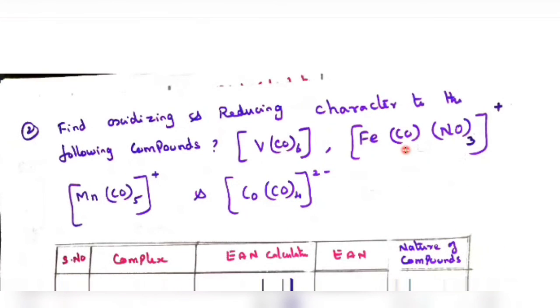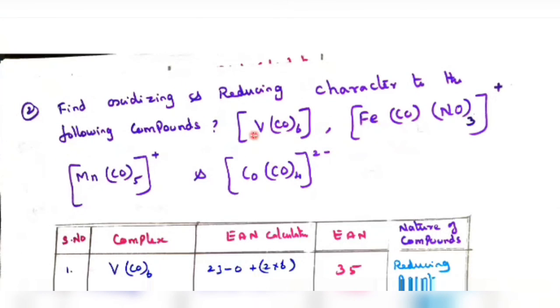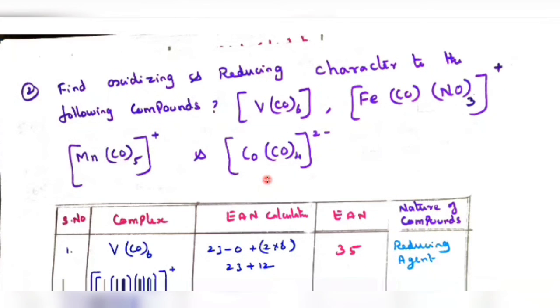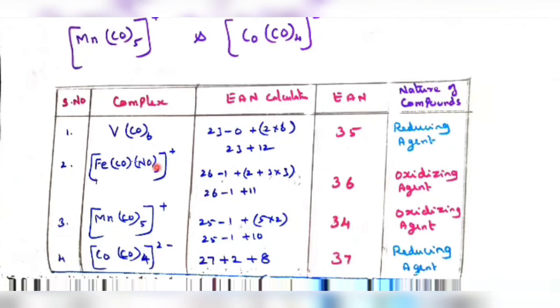Then finding the oxidizing and reducing character of the following examples. This is also an important MCQ: vanadium carbonyl, iron carbonyl and nitrosyl, and cobalt carbonyl. These are the examples. I have written all the carbonyls here, the EAN calculation and EAN value, and finding the nature of the compounds, whether oxidizing or reducing agents. So first let us come to this example.